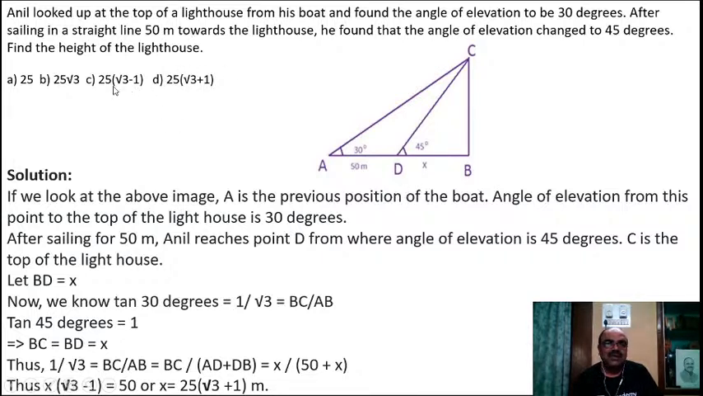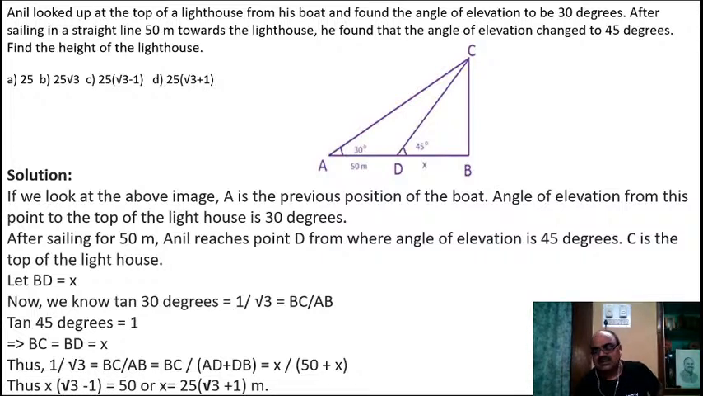Friends, for your sake only, they have given 3 close answers. One is 25 into root 3 plus 1, 25 into root 3 minus 1, 25 into root 3. If you are stuck here, x into root 3 minus 1 is equal to 50, and x is equal to, so root 3 minus 1 has gone down. We may go with the answer, oh it will be 50, it will become 25. We should not go with that kind of guesses. It is root 3 minus 1 in the denominator, you need to rationalize it. So when you do that, you get 25 into root 3 plus 1 as the answer.